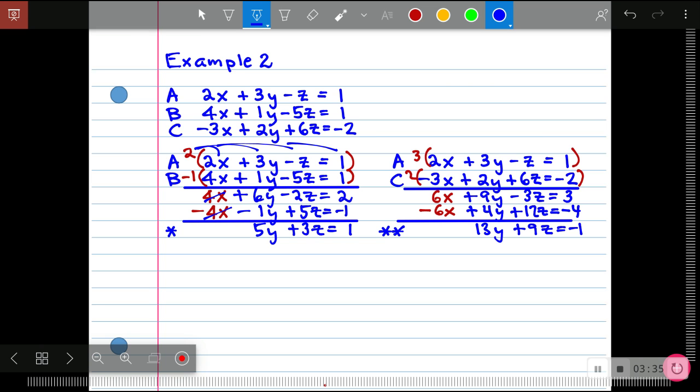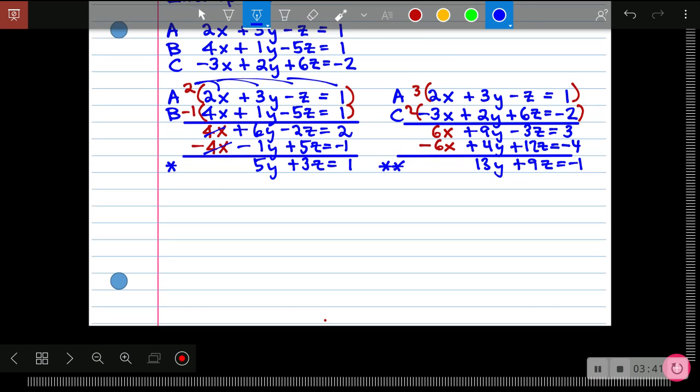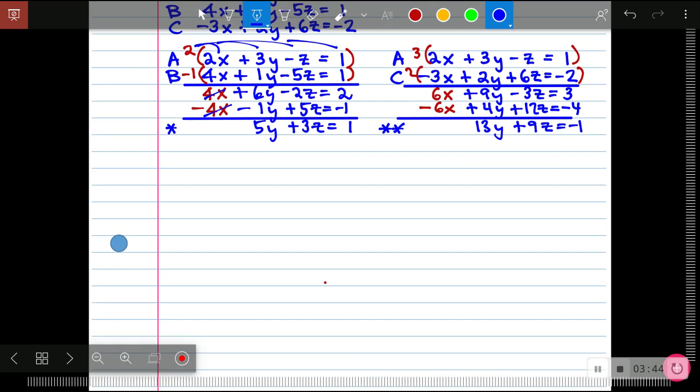Okay, I label these intermediate results star and double star, and we now have two equations with two variables. Write one underneath the other. I'll bring that double star one over here. Line everything up. And now we're going to eliminate the y.